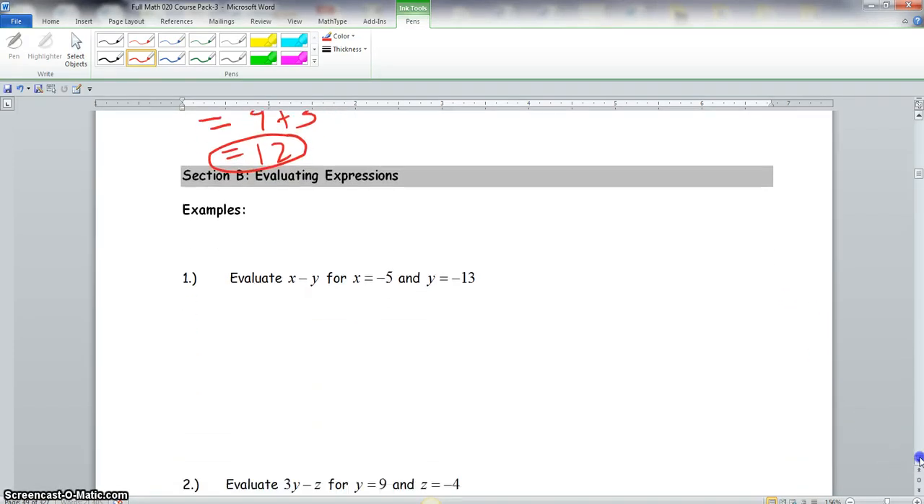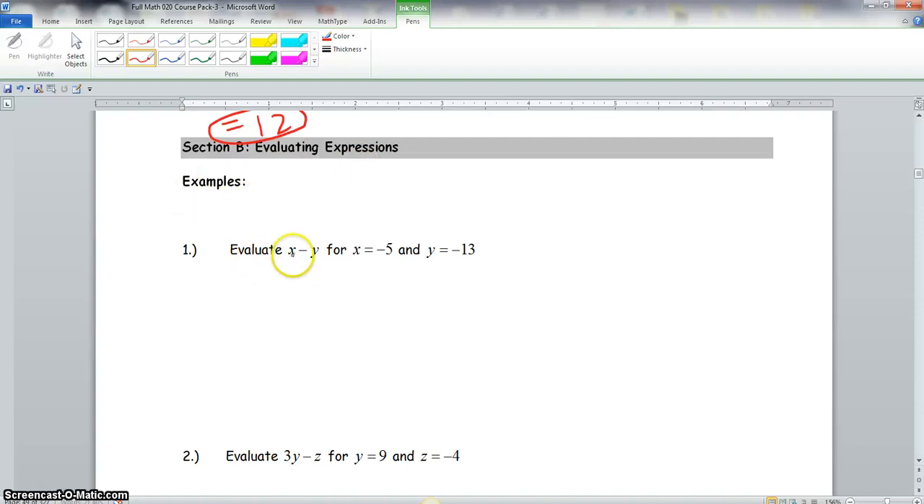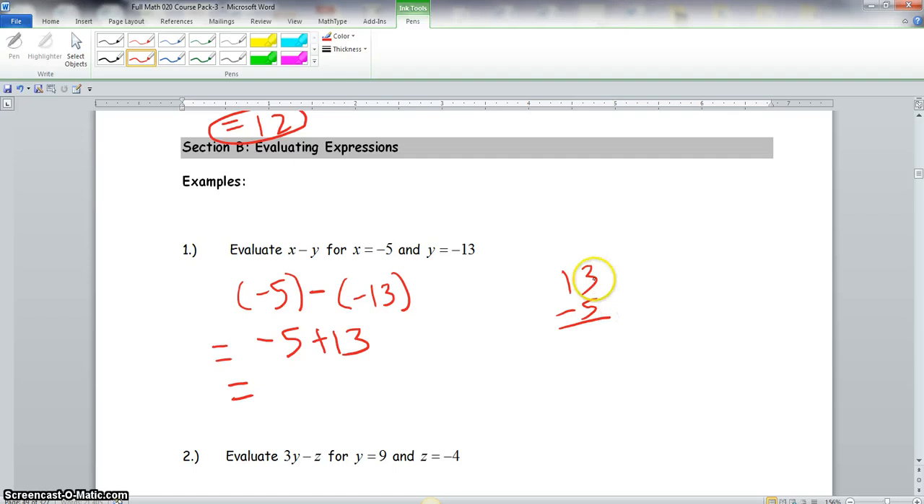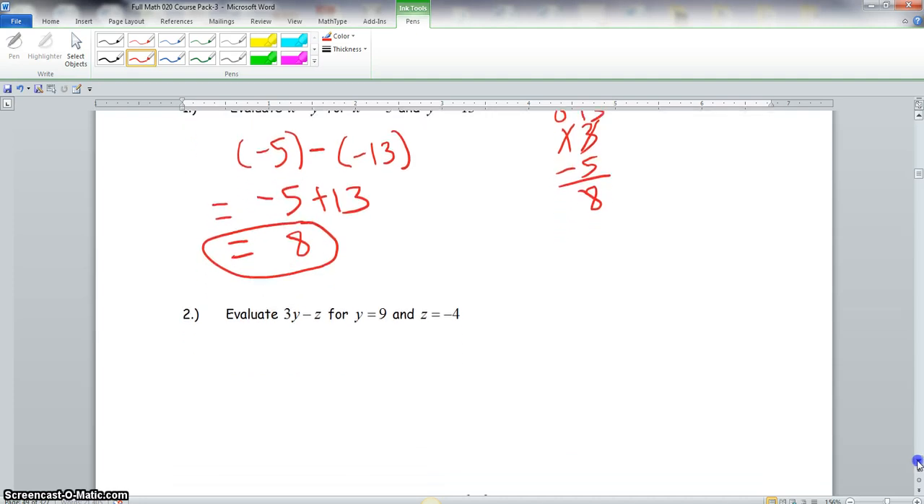Now we go down here to section B. It says evaluating expressions. Examples. Evaluate x minus y, and we know x is -5, so I substitute in -5 for x, minus y is -13. So we will have -5 minus the -13 will give us +13. -5 plus 13, we can go off to the side here and say 13 minus 5. We cannot subtract 5 from 3, so we'll borrow 1 from this 1, make that 0, and this 3 will be 13. 13 minus 5 is 8. So our answer here would be 8, and since 13 is more units than -5 from 0, our answer would be a +8.